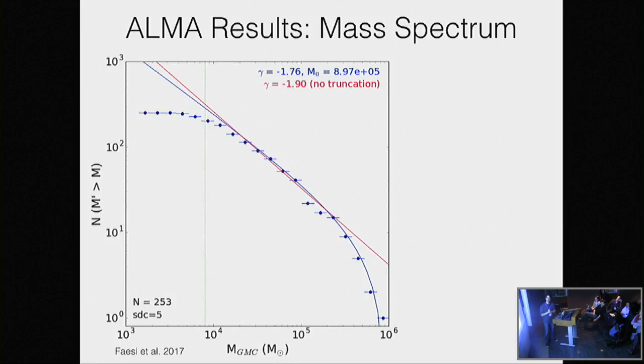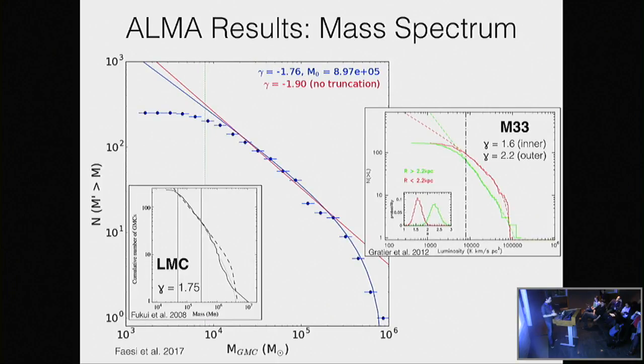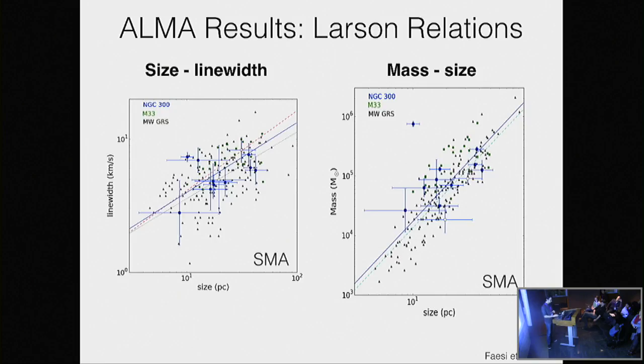The mass spectrum we find has a slope of about minus 1.8. This is consistent with the Milky Way, although slightly steeper perhaps. More significantly, there is a clear truncation in the mass spectrum that we found, which has also been seen in other studies of GMCs of the Milky Way, but is generally not seen in the outer regions of galaxies, actually. In comparison to a couple of other nearby galaxies, again, M33, a truncation seems consistent, and the slopes that are found in these other two galaxies are consistent with what we find for the inner M33 as well as the LMC.